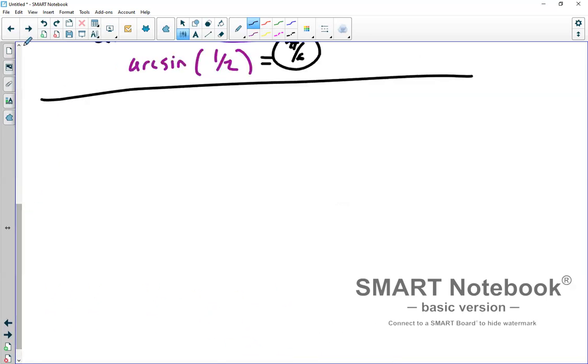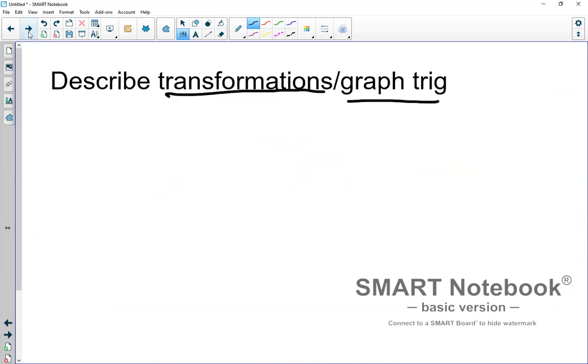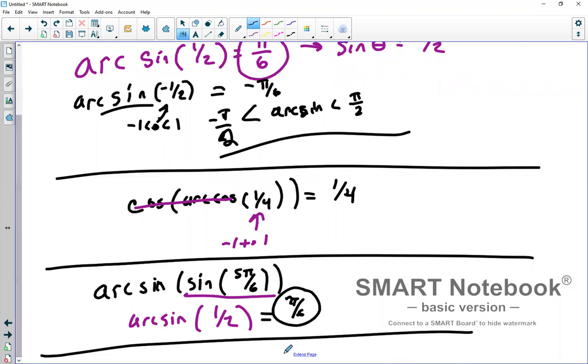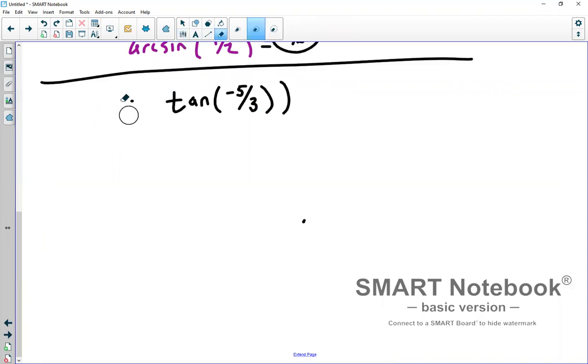And then the last one, which is kind of familiar, I just want to throw a callback to this one. And actually, I'll just use the same thing. Secant when tan is negative 5 over 3. Oh, wait, I messed up. Secant when arctan, my fault, is negative 5 over 3. So over here, we have secant of arctan of negative 5 over 3.